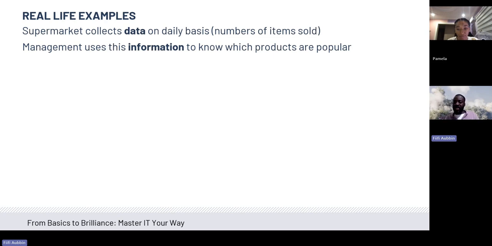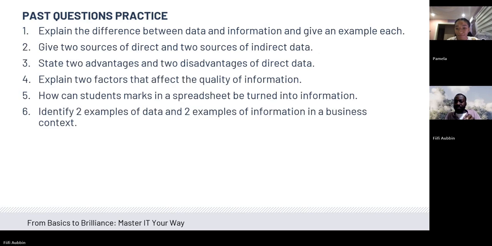It means that the supermarket should really stock this number of items. These items are not in high demand on this particular day, so let's reduce them and focus our attention on something different. So that will help you make better decisions. Does that make sense? Management uses this information to know which products are popular. Is that okay?